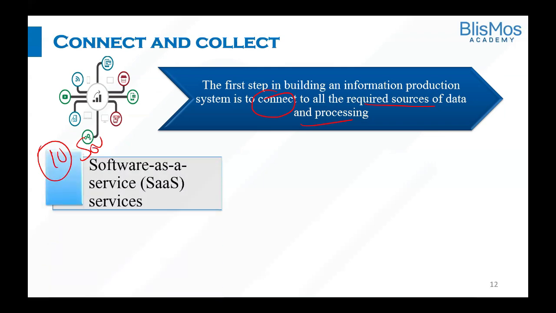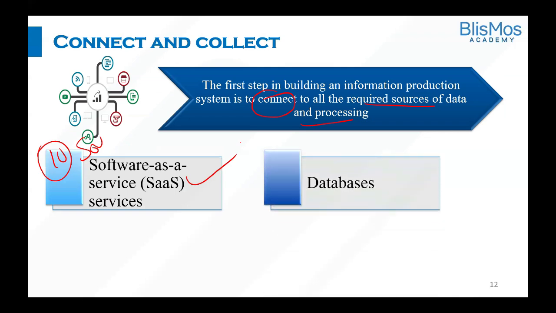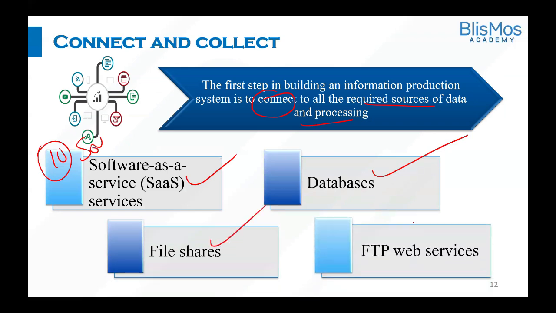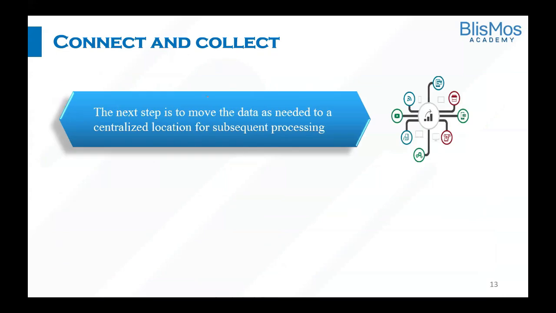Okay, so you may have to connect to software as a service applications, and you may have to connect to databases. You may have to connect to files, and you may have to connect to FTP and web services. FTP is file transfer protocol. These are the important categories to which you have to connect. Tuminal, what will you do after connecting? Collect the data from those sources. Awesome. The next step is to move the data as needed to a centralized location.